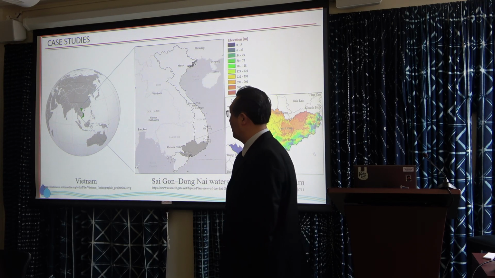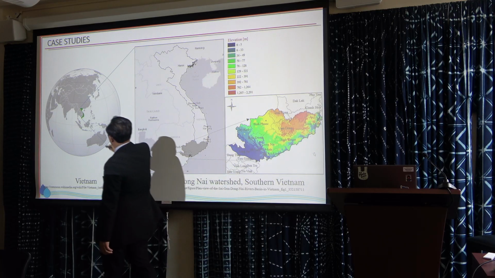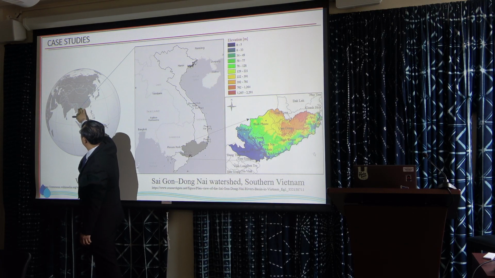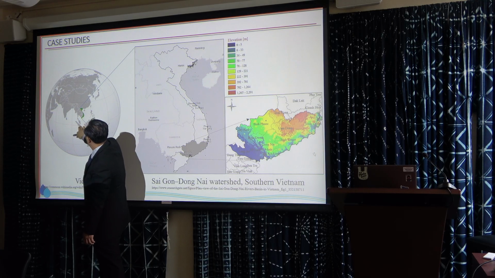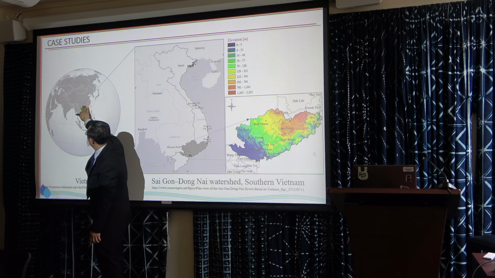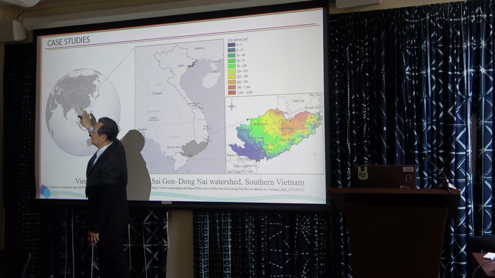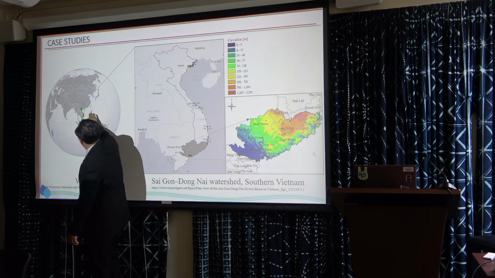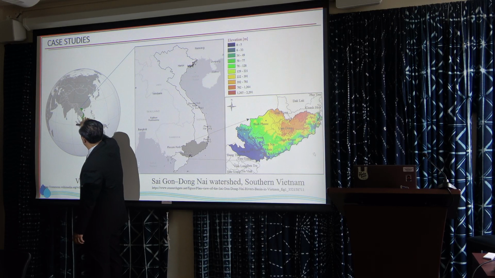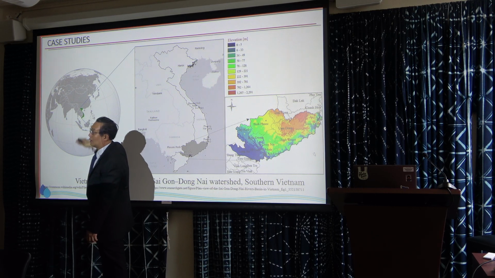Let me come to my case study. My case study is in Vietnam, in Southeast Asia. In the north is China, in the south is Indonesia, and Vietnam has very long coastal lines, more than 4,000 kilometers, to the Pacific Ocean here. So most of the microplastics in the river system will flow to the Pacific Ocean.